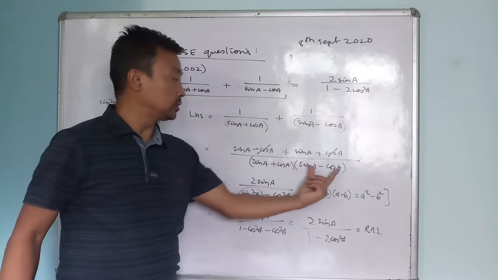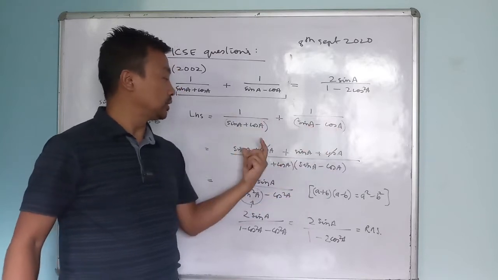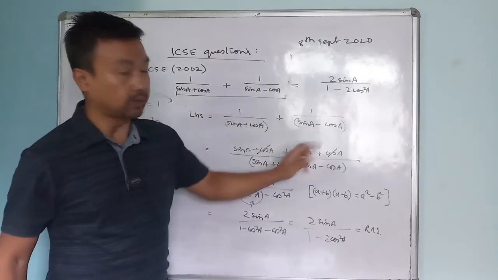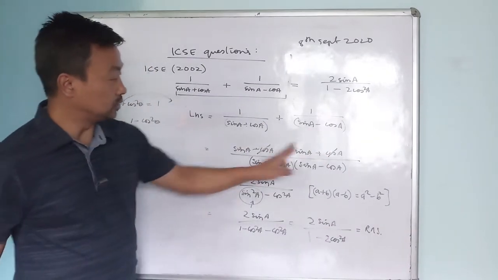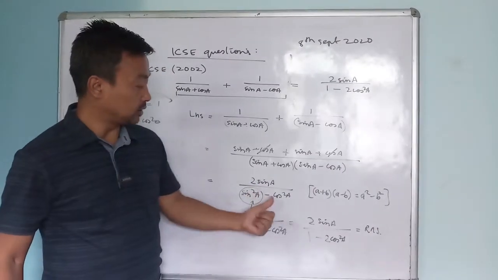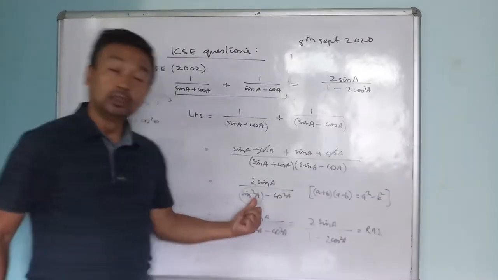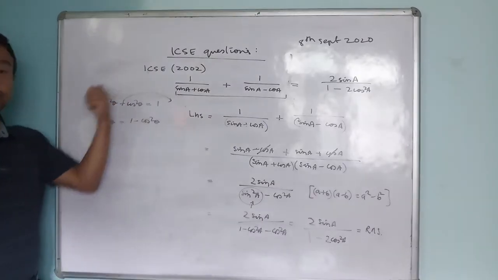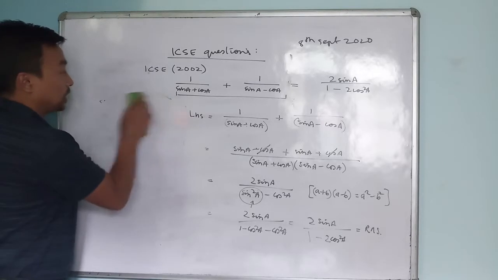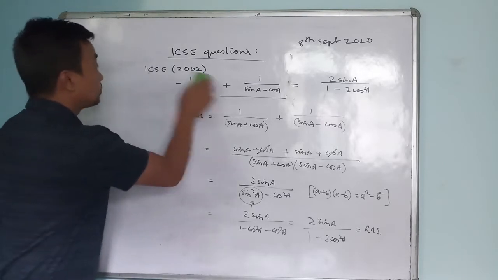This 2 is multiplied with the denominator. This will go and multiply to 1. This will also multiply with 1. And here we can see that minus and plus will cancel. This 2 will be added. Here we have applied this formula A square minus B square. Then here sine square is replaced from this trigonometric identity. So like this you have to solve.